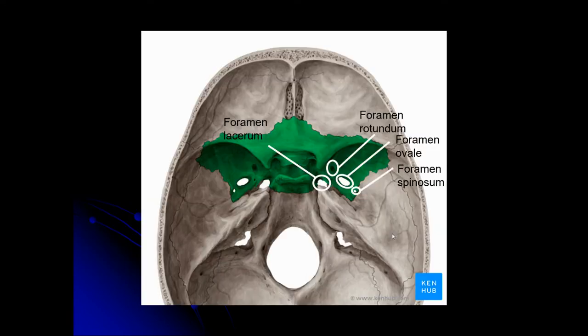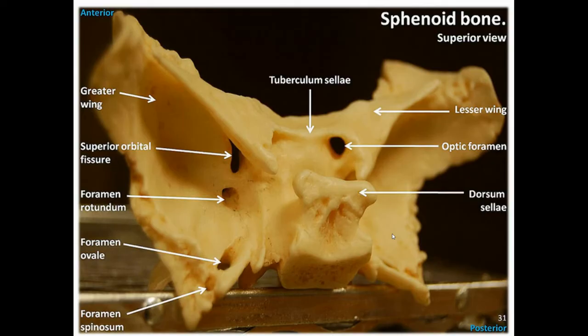We can see the same thing in this picture. And so if you look at the greater wing, there are these holes, 3 of them in a row, rotundum, ovale, spinosum. We already learned the lacerum, so it's right next to, it's right medial to the ovale. If you take it off and look at it again, you can see these holes. You can see the optic foramen, you can see the foramen rotundum, foramen ovale, foramen spinosum. You can also see the greater wing and lesser wing.